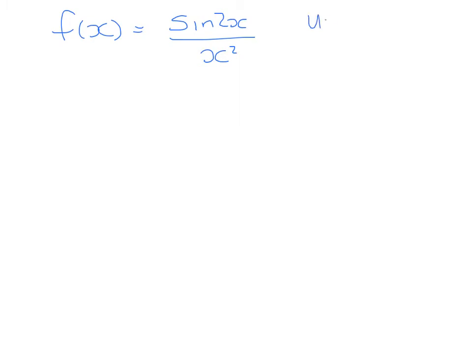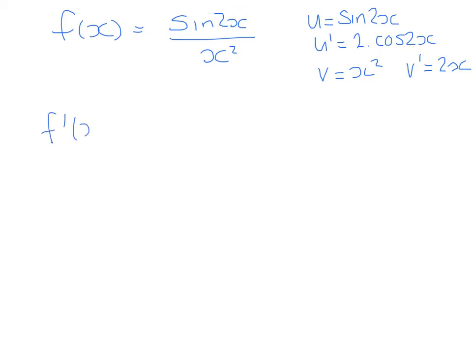So u is going to be sine 2x, which means u dash. This is a composite function, remember, so it's going to be 2 times cos 2x. V is x squared, so v dash is going to be 2x. And quotient rule is u dash v minus v dash u all over v squared.